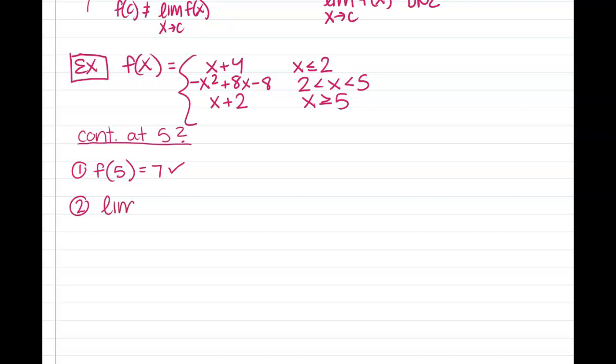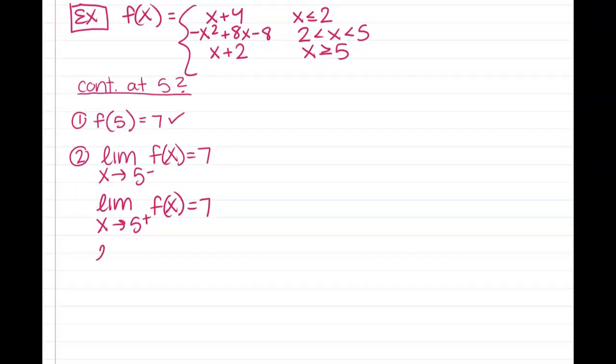Step 2, the limit, and to find this we have to check both sides. So the limit as x approaches 5 from the left of f of x would be right here in the middle. That's just less than 5. So negative 5 squared, which is negative 25, plus 8 times 5. Negative 25 plus 40 is 15, minus 8 is 7. The limit as x approaches 5 from the right, that would be when x is greater than or equal to 5. 5 plus 2 is 7.